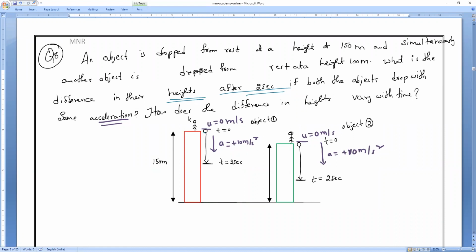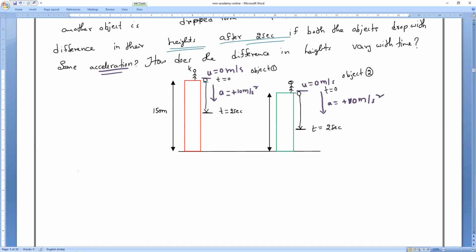Now, initially, what is their height difference? Kishore is dropping from here and Pranav is dropping from here. What is the initial height difference between body 1 and body 2? Anybody? What is the initial? 50 meters. Very good. 50 meters, the difference in the heights of the two objects.